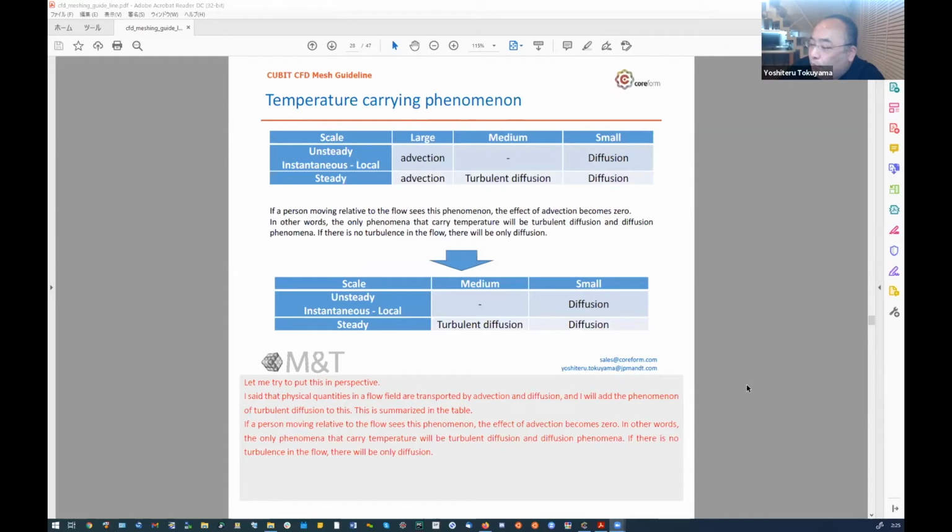Let me try to put this in perspective. I said that physical quantities in a flow field are transported by advection and diffusion, and I will add the phenomenon of turbulent diffusion to this. This is summarized in the table. If a person moving relative to the flow sees this phenomenon, the effect of advection becomes zero. In other words, the only phenomena that carry temperature will be turbulent diffusion and diffusion. If there is no turbulence in the flow, there will be only diffusion.